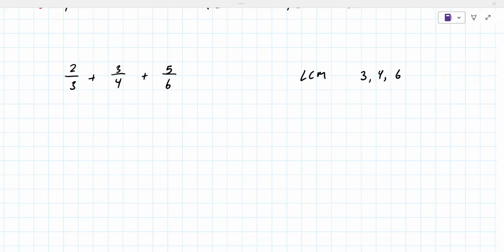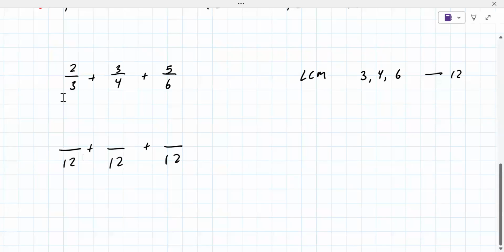Is it 3 times 2 times 2? It's 12. And so that's your new denominator in all of these. So what I want you to do, and this is where you got to use your division or your multiplication. You got to say, okay, how do I go from 3 to 12? How do I go from 4 to 12? How do I go from 6 to 12? Like, what do you multiply by? Because it's different for each one. Okay, is that clear?